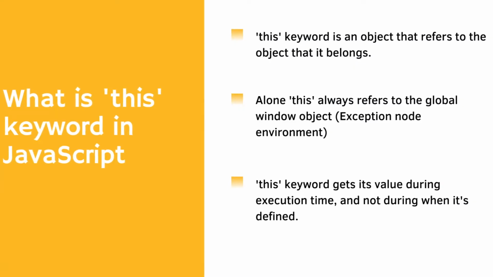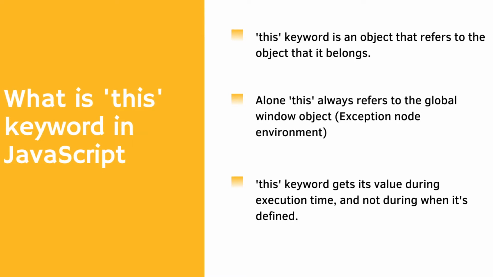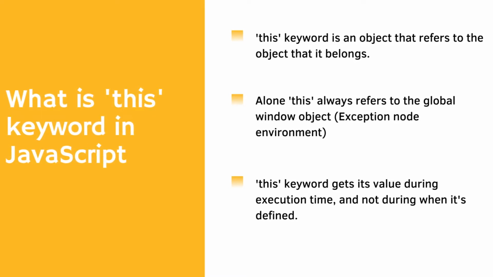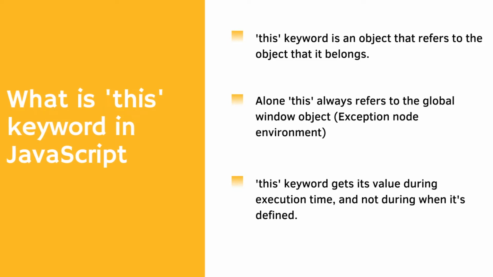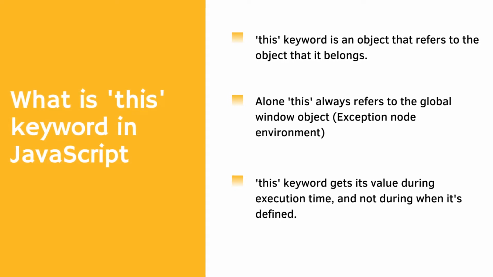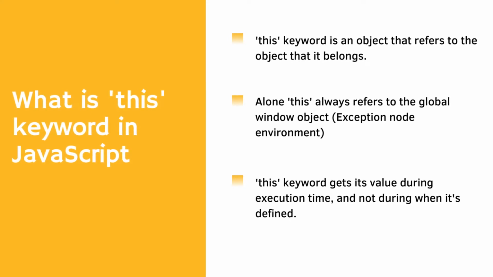So what actually is this keyword in JavaScript? In plain language, it's just a reference to the owner object that's calling it. Or we can also describe it as the reference to the object that it belongs to. The object can be anything. It can be a function, a constructor function, or any object literals.